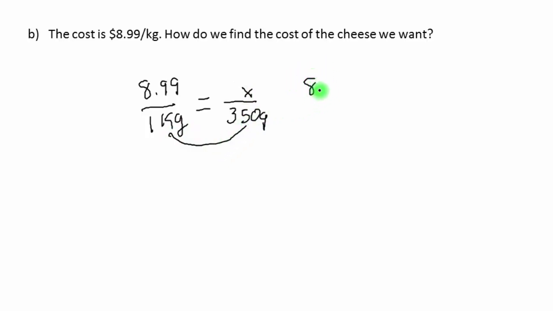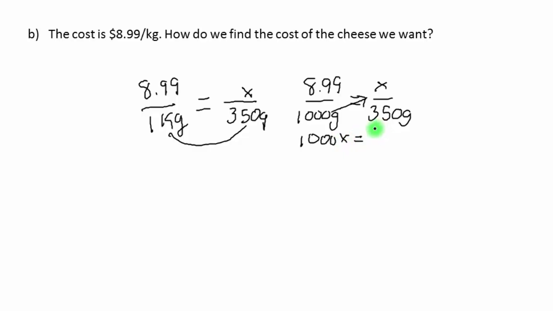Well, as you can see, kilograms and grams do not match. So we're going to rewrite this problem. And we're going to change our kilograms to the conversion that we just found, and that's 1,000 grams. And now we can go ahead and set that up to the same conversion of 350 grams. And we're ready to start solving. So 1,000 times x equals 8.99 times 350.